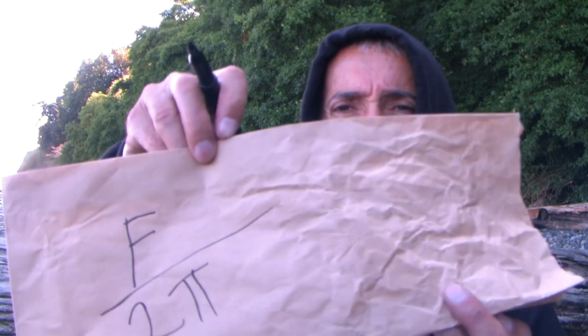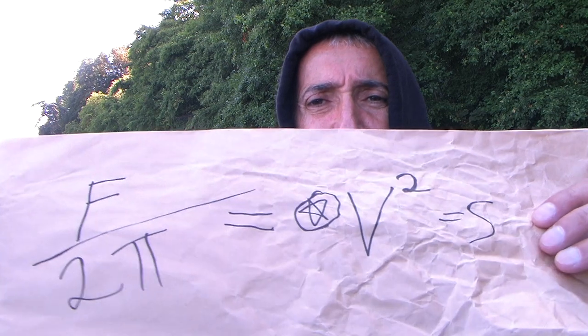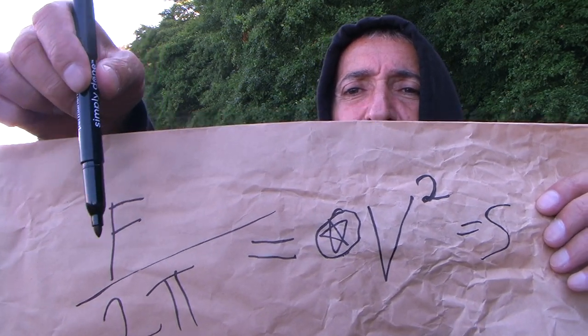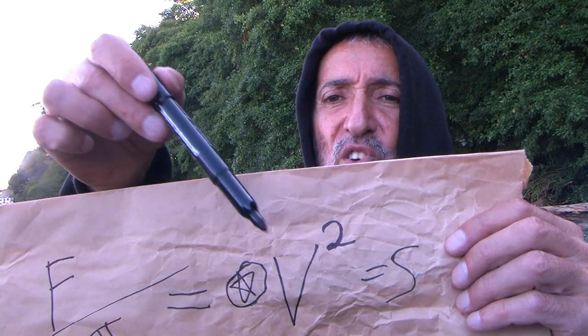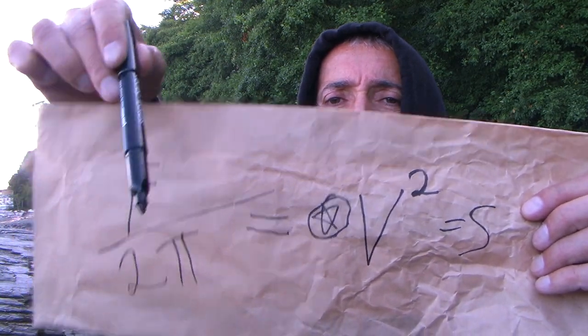Okay, so F over 2 pi equals coefficient times v squared, which equals S, disruptive force. So F over 2 pi equals coefficient, that's just dependent on the material, and v squared, the speed. So all you really need is the speed. This you can look up in a table, and you can automatically calculate F, just multiply by 2 pi.